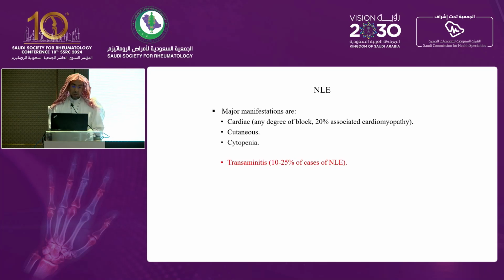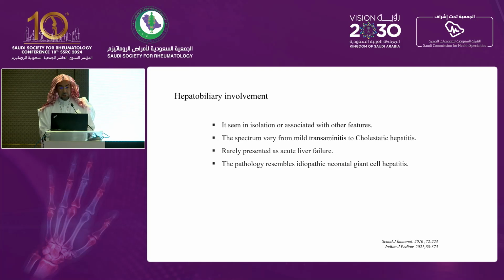And usually, these can be isolated or part of other manifestations, and the spectrum can be mild transaminitis to the extent of cholestatic hepatitis, and rarely present with acute liver failure. And the pathology, if somebody did a biopsy, is non-specific; it can resemble idiopathic neonatal giant cell hepatitis like that patient. Now, most of these manifestations, as you know, except cardiac, disappeared spontaneously after clearance of maternal antibodies.